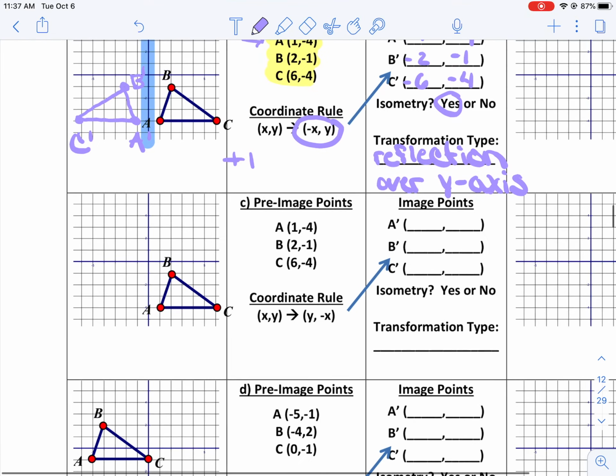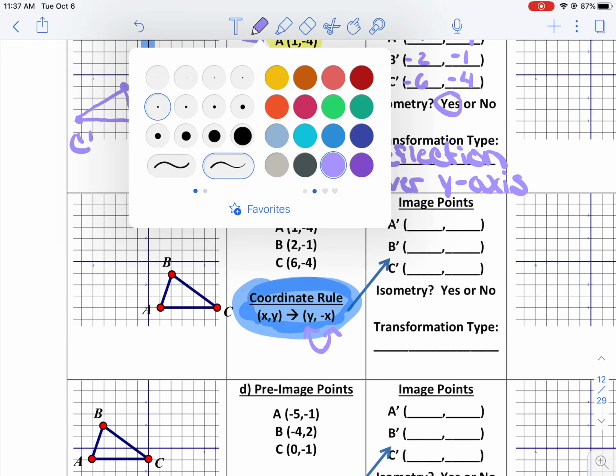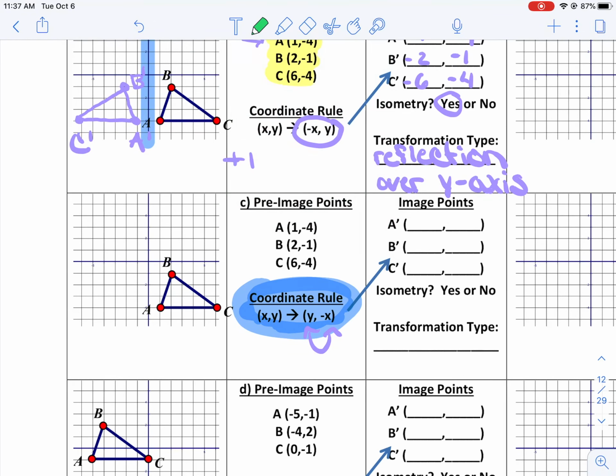So this is a little bit sneakier one, because look at our coordinate rule here. Not only are we making the x negative, but we're also flipping these. One hint is what I like to do is make a middle step here. Like Miss Vala did, we're going to make all these negative. So I'm going to make this into -1, -4, -2, -1, -6, -4.